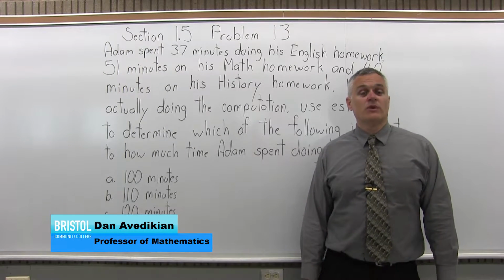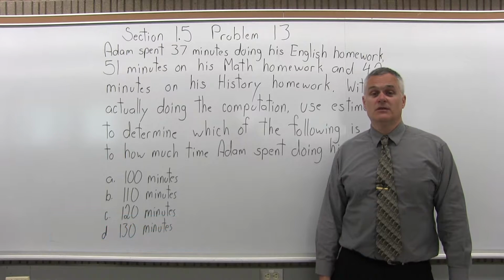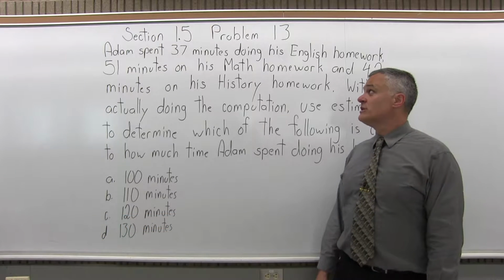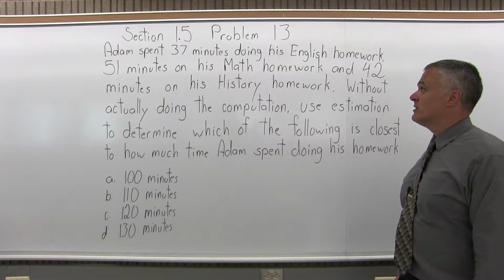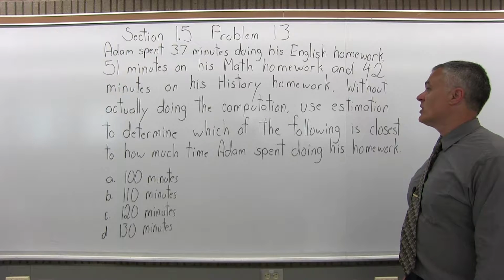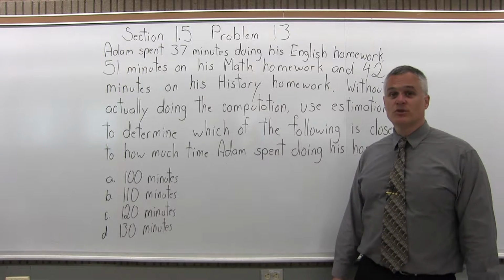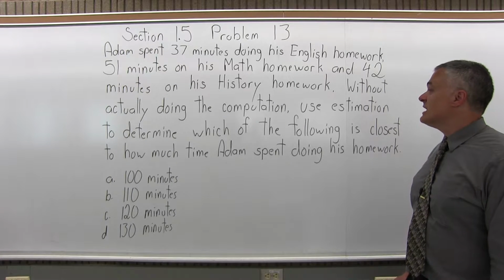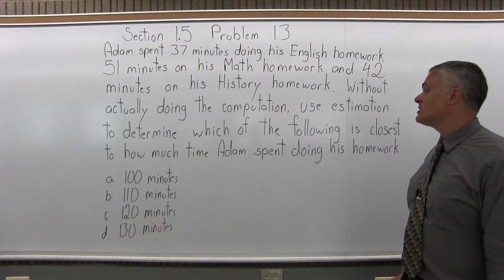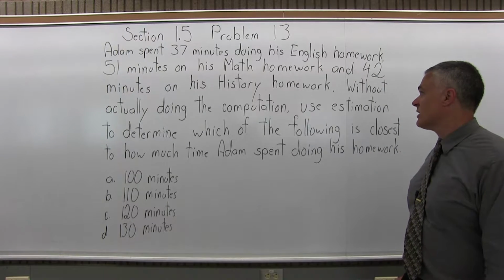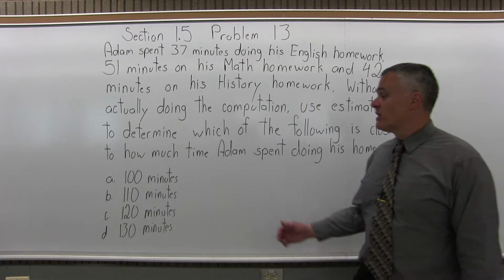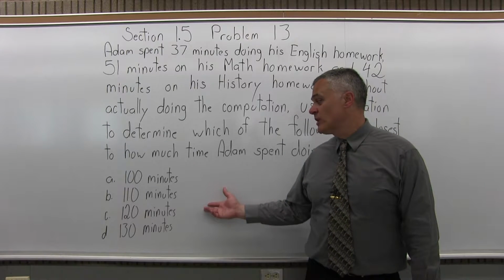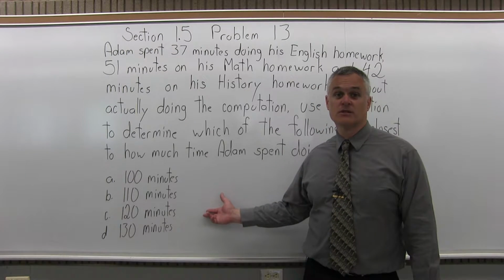This is Section 1.5, Problem number 13. It says, Adam spent 37 minutes doing his English homework, 51 minutes on his math homework, and 42 minutes on his history homework. Without actually doing the computation, use estimation to determine which of the following is closest to how much time Adam spent doing his homework. And our options are 100 minutes, 110 minutes, 120 minutes, 130 minutes.